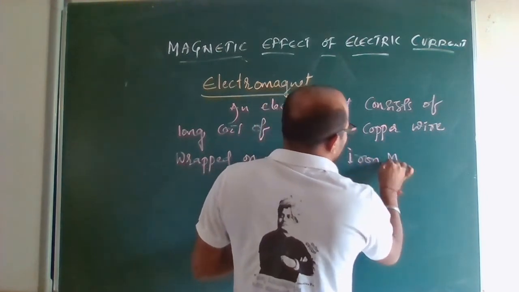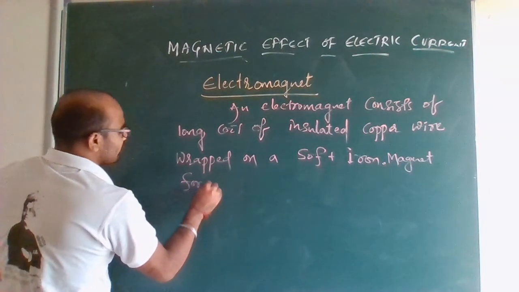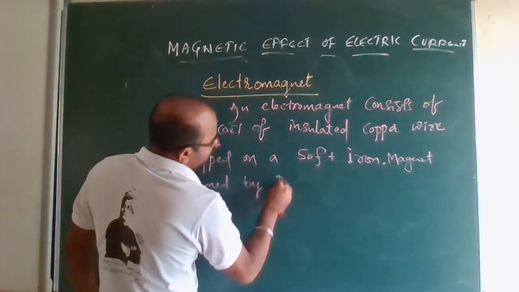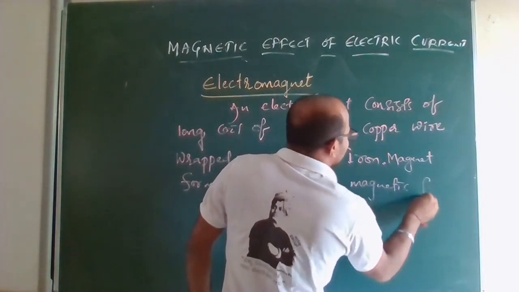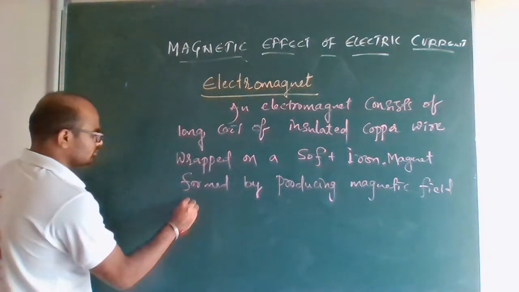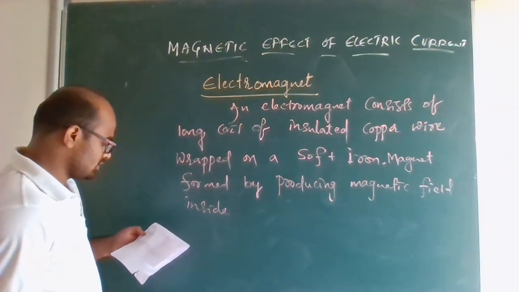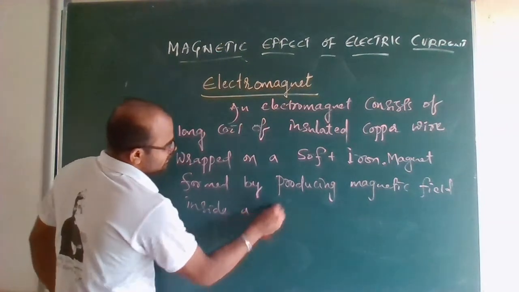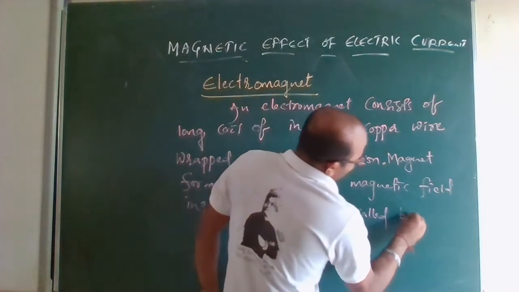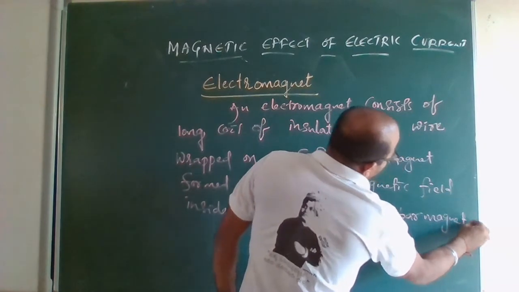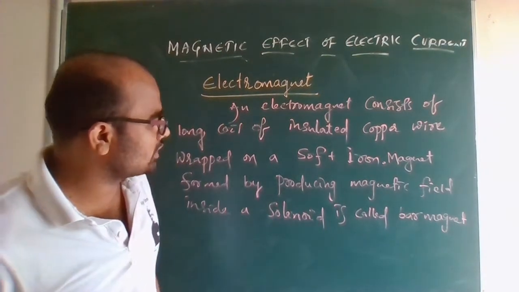A magnet formed by producing a magnetic field inside a solenoid is called a bar magnet. Okay, sorry, I called it that by mistake, this is an electromagnet.